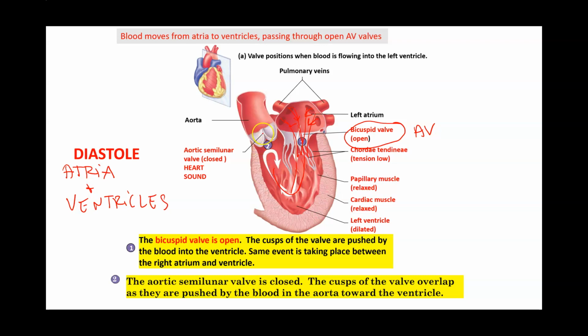Notice at the same time that the semilunar valves are closed. So the aortic semilunar valve is closed. The pulmonary semilunar valve will be closed on the right-hand side. The reason why, and the pictures never really show you these, is because these huge blood vessels are filled with blood. And unless the blood is being pushed forward, the blood is going to pool and fill these little cusps of the semilunar valves and close them. Okay, so during relaxation, semilunar valves are closed, AV valves are open, and blood is moving from atria to ventricle, filling the ventricles with blood.